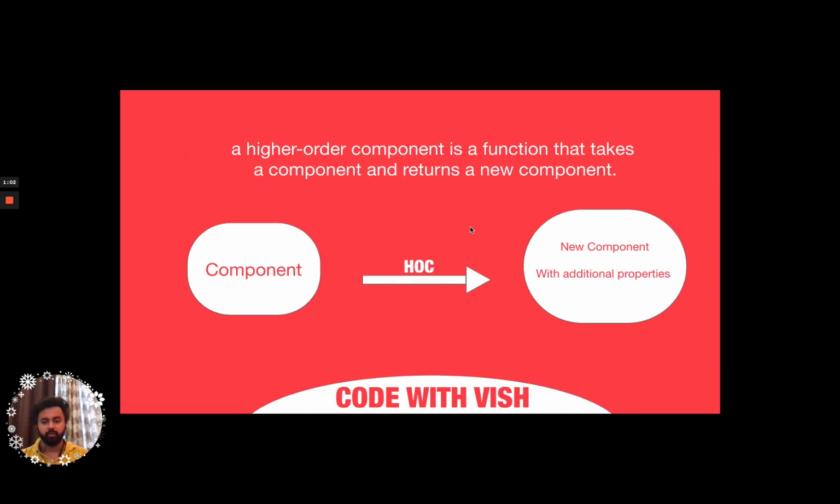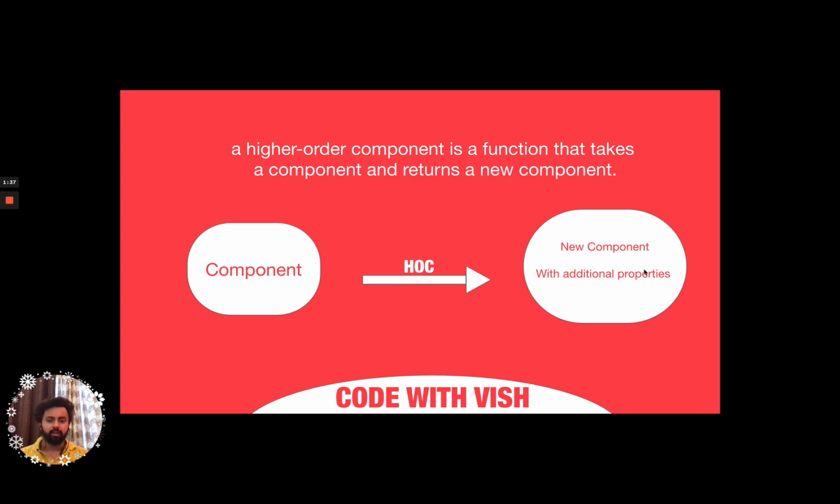Now, how does it operate or how does it work? A higher order component is basically a function which takes a component, fills it with some other functions or properties, and then that higher order function returns us a new component with those additional properties. Over here we can see there is a component which is being passed into the higher order component, and then we get a new component with certain additional properties added into it.